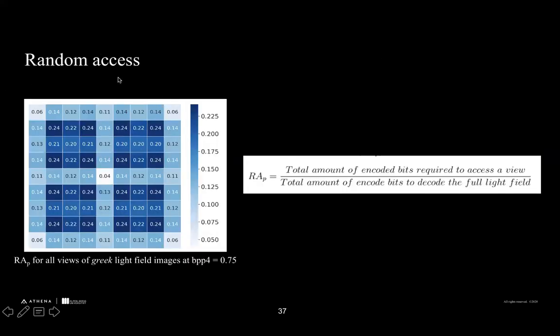For random access, we use a metric from JPEG Pleno. Random access penalty is defined as the total amount of encoded bits required to access a view divided by the total amount of encoded bits to decode the full light field. Here you can see, for example, for the Greek light field image at BPP equal to 0.75, that for accessing the most central view, we might need only 4% of the whole light field, or for corner views, we need only 6% of the whole light field, and in the worst case, we will need 24% of the whole light field.